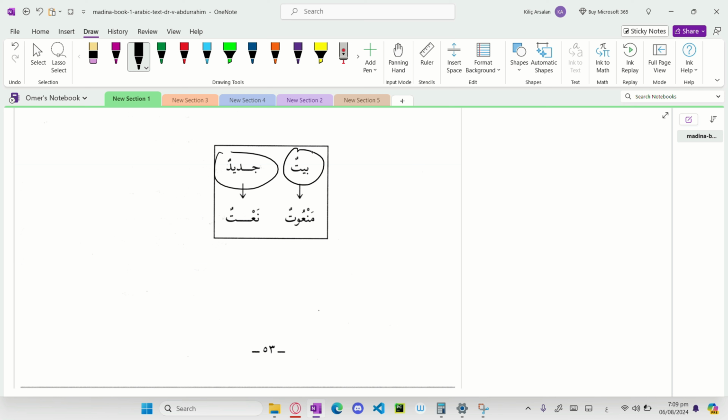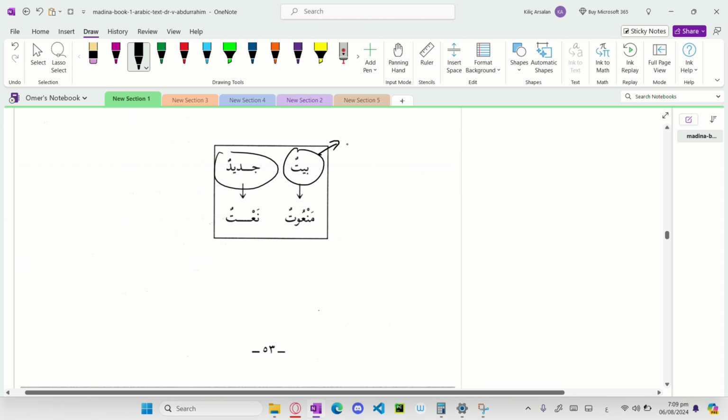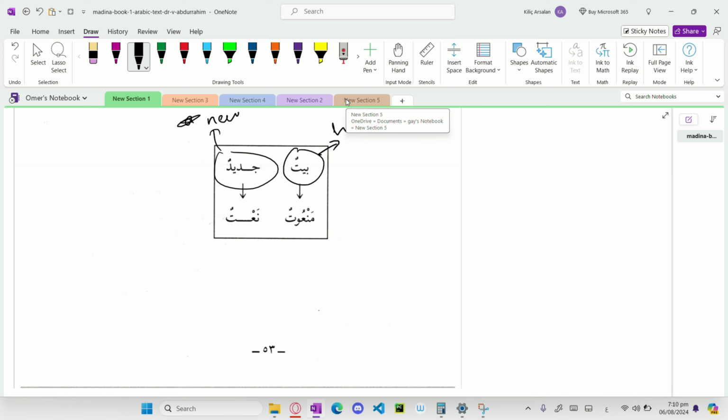For example, if we want to say a new house, like in the given example, we'll say Baytun Jadidun. Notice that both have the tanween in the end. If there was no tanween and there was an al in one ism, then it means there is an invisible is. For example, al baytu jadidun, the house is new. But in this scenario, it is baytun jadidun, which means a new house, and of course it does not mean the house is new. Since both words are connected, we are going to translate it as a new house.